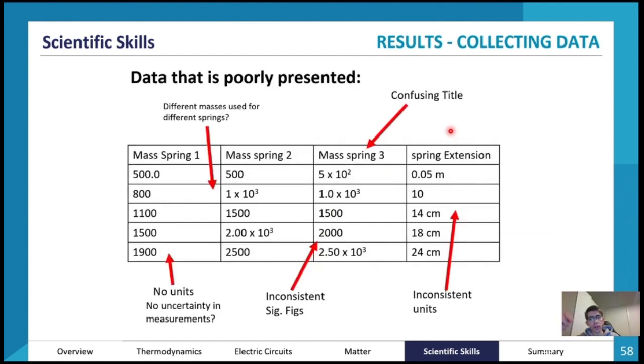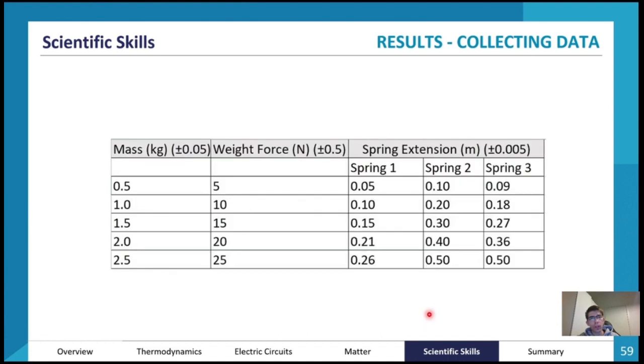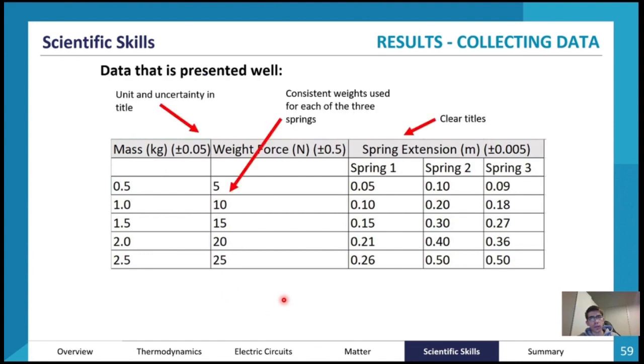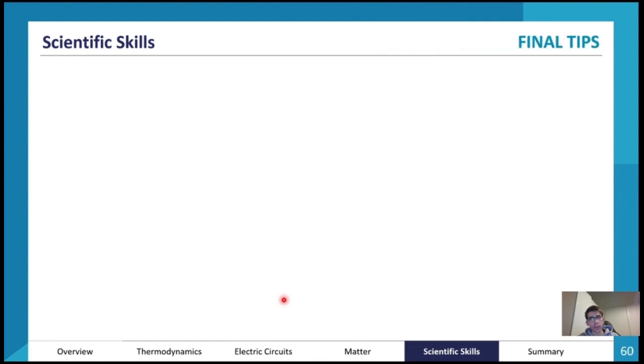This is a way of how not to do your collection of results. Don't have confusing titles, don't have anything confusing or inconsistent. That is horrible. You need to have consistency in the way you display your results, and they need to be detailed. Include titles, units of measurement, and uncertainty. And make your results easy to read. Use a table and please draw them well.